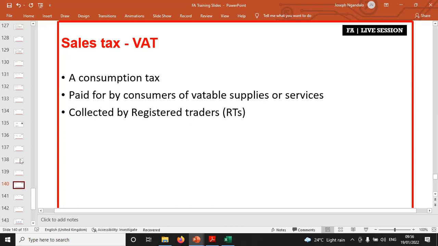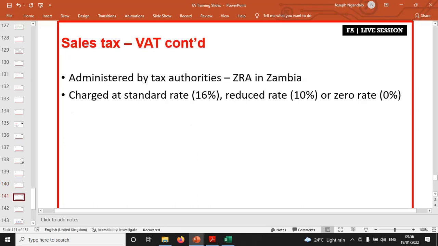in our country. Do you understand that? Mm-hmm. But you can also register on a what? Voluntary what? Basis, so that you can have added advantage when it comes to bidding for works, especially with institutions. This tax is administered by who? Tax authorities. In Zambia? What is ZRA?